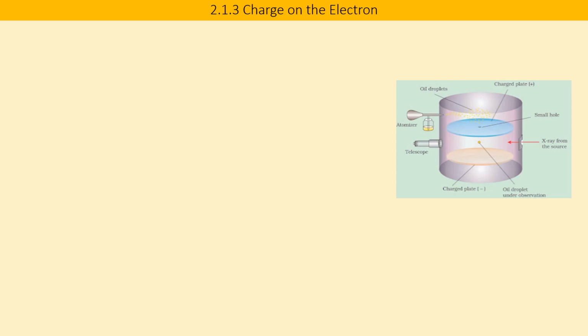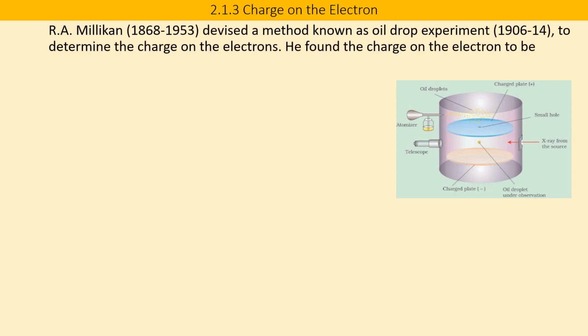Charge on the electron. R.A. Millikan, who lived between 1868 and 1953, devised a method known as the oil drop experiment, between the years 1906 and 1914, to determine the charge on the electron. He found the charge on the electron to be minus 1.6 × 10^-19 coulombs. The presently accepted value of the electrical charge is minus 1.602176 × 10^-19 coulombs.